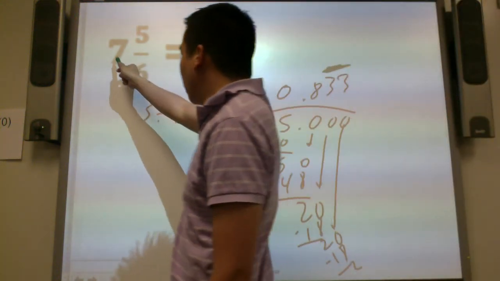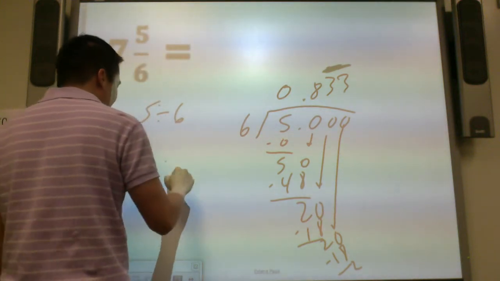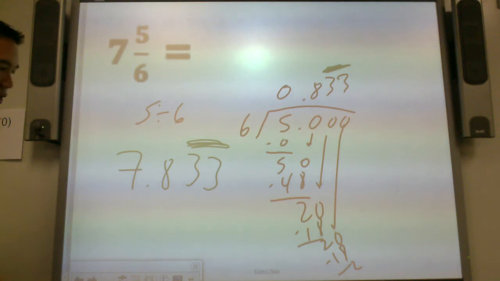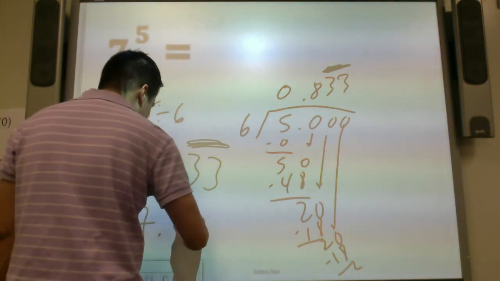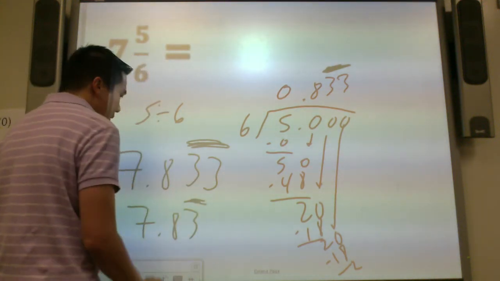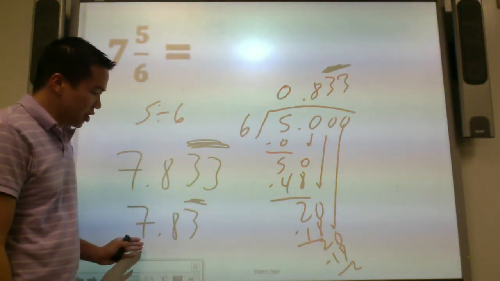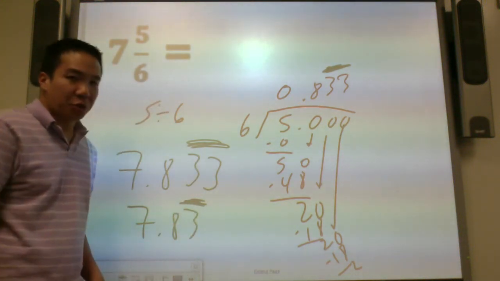Don't forget the whole number, 7 and 833 thousandths. It can also be written as 7.83 with repeating. Since it's the 3 that's repeating, not the 83, you can just put the bar on top of the 3 only.